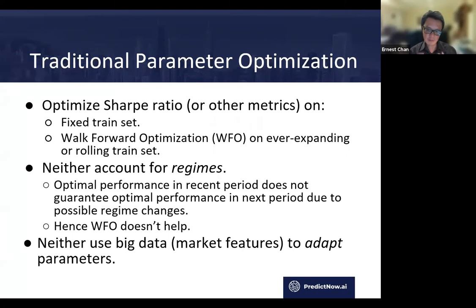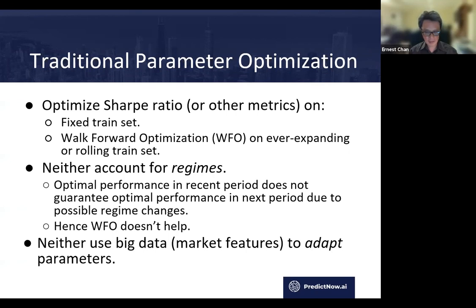Of course, in this traditional method, regimes cannot be accounted for. Optimal performance in the most recent period does not at all guarantee optimal performance in the next period, because the next period might have a different regime than the previous period. A strategy with optimal parameters for a risk-off period can hardly be optimal for a risk-on period, for example. Similarly for bullish or bearish, and even more so for the hidden regimes that might only affect your strategy, not the general market, right? So neither method really helps us in adapting parameters for a live trading strategy.